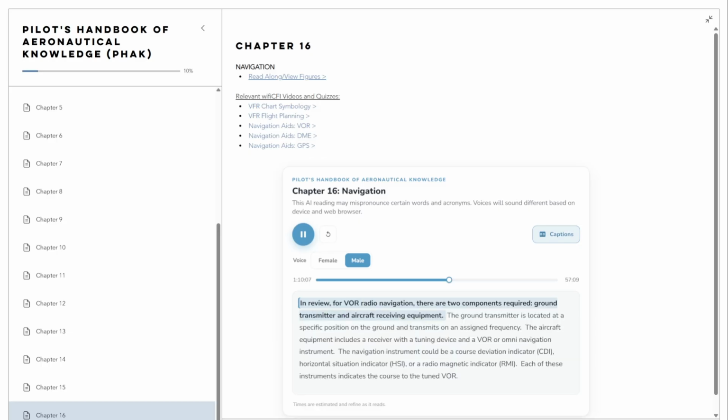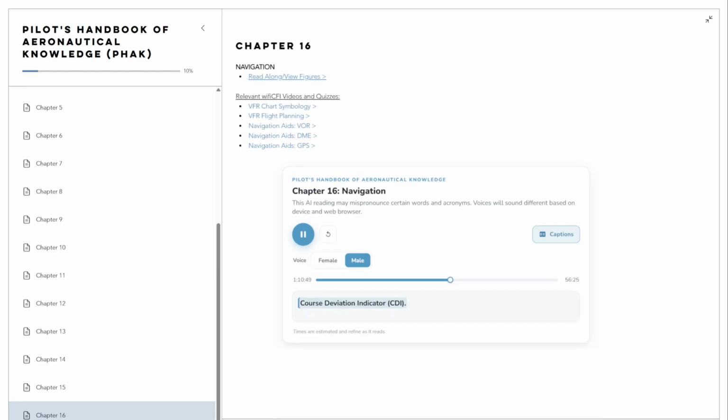Using the VOR. In review, for VOR radio navigation, there are two components required: ground transmitter and aircraft receiving equipment. The ground transmitter is located at a specific position on the ground and transmits on an assigned frequency. The aircraft equipment includes a receiver with a tuning device and a VOR or Omni navigation instrument. The navigation instrument could be a course deviation indicator, CDI, horizontal situation indicator, HSI, or a radiomagnetic indicator, RMI. Each of these instruments indicates the course to the tuned VOR.